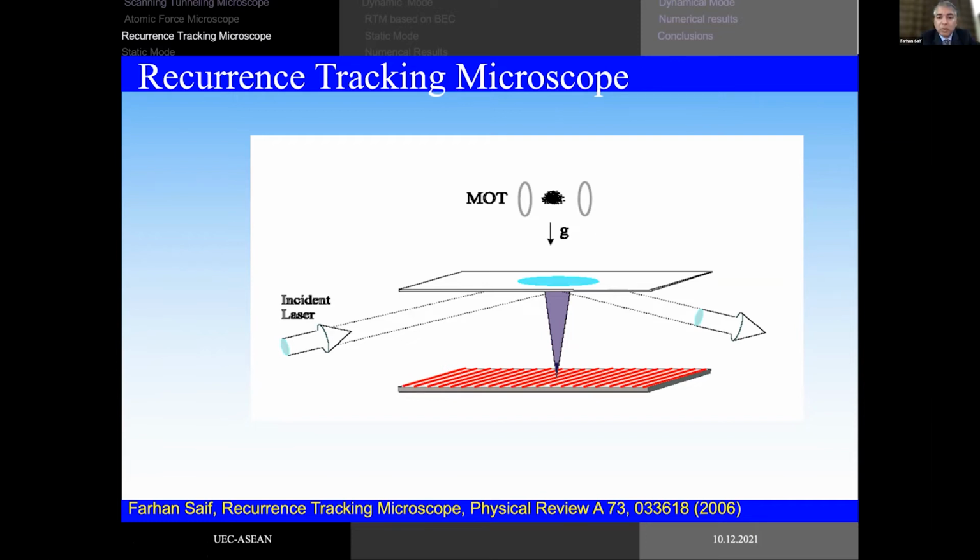The atoms, which are cold enough, move coherently under gravity. They move towards the optical surface, which provides a force on the incoming atoms, and they reflect back. The reflected atoms interfere with the incoming atoms and develop the collapse and revival phenomenon. So this is a simple schematic diagram of the suggested microscope which we can develop using cold atoms.